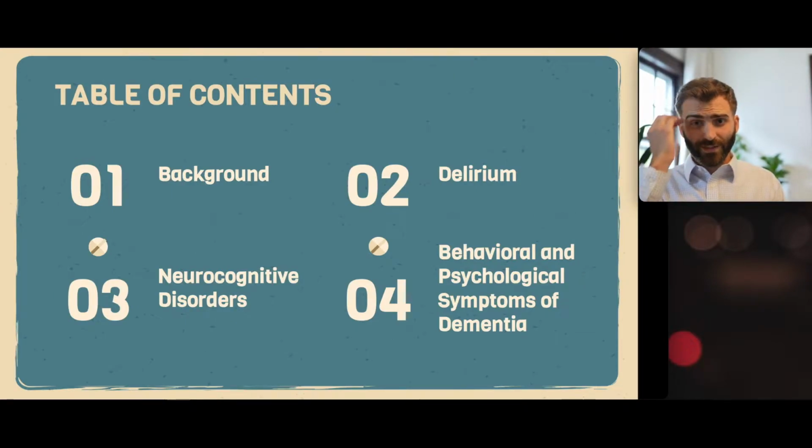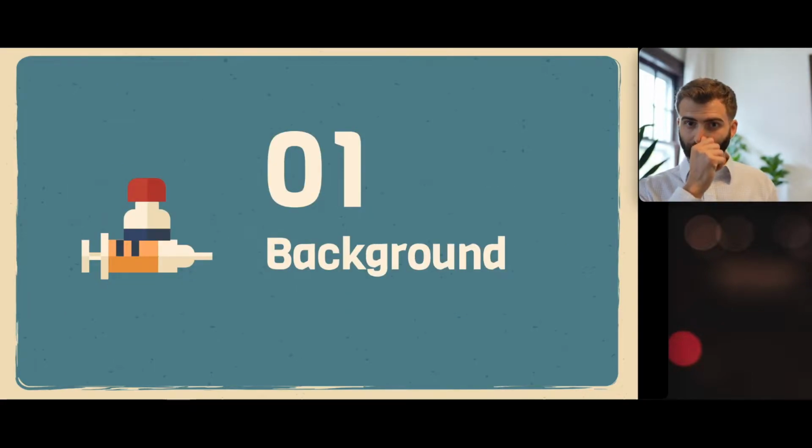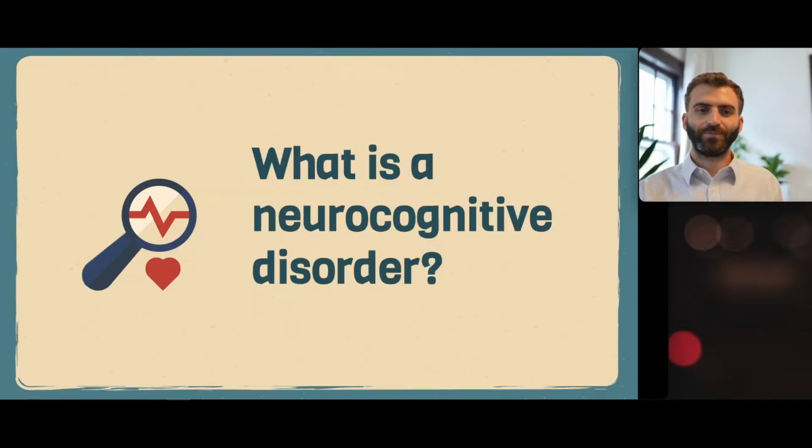I will be following this table of contents slide throughout my presentation. First, I'll start with a little bit of background, then I'll go into more specifically the two major sections of neurocognitive disorders, which is delirium and then dementias or the neurocognitive disorders. And finally, I will end with behavioral and psychological symptoms of dementia. So without further ado, let's get into the background.